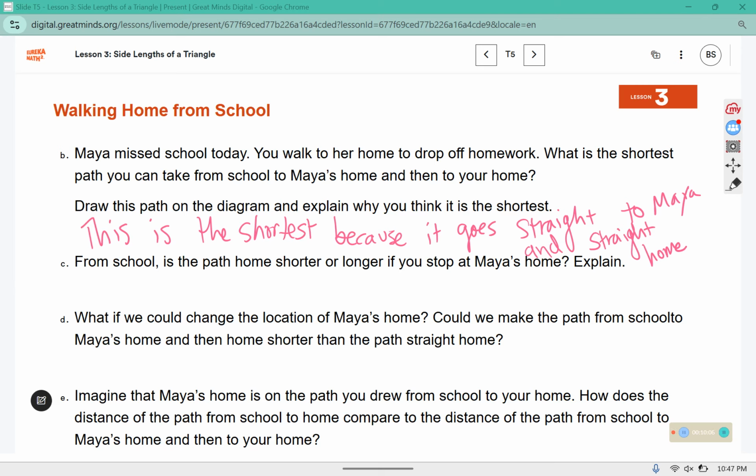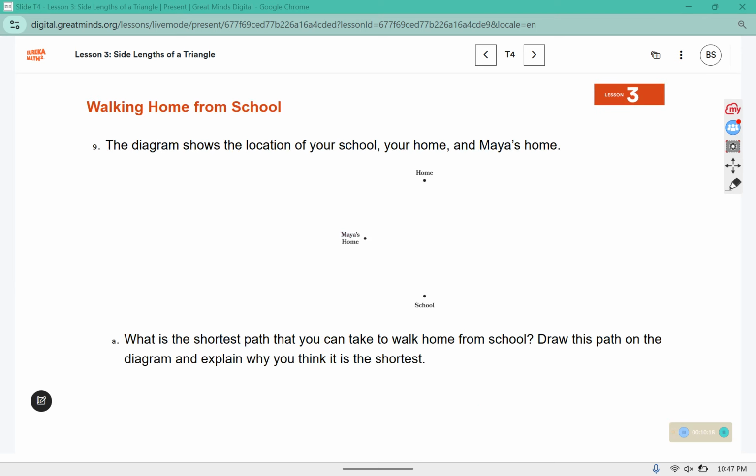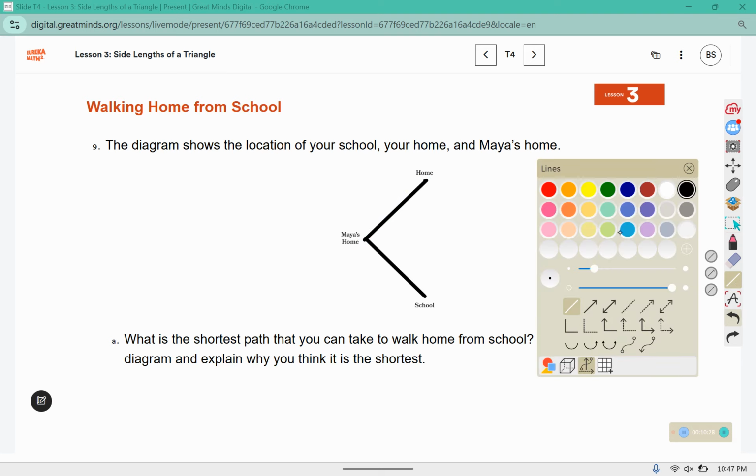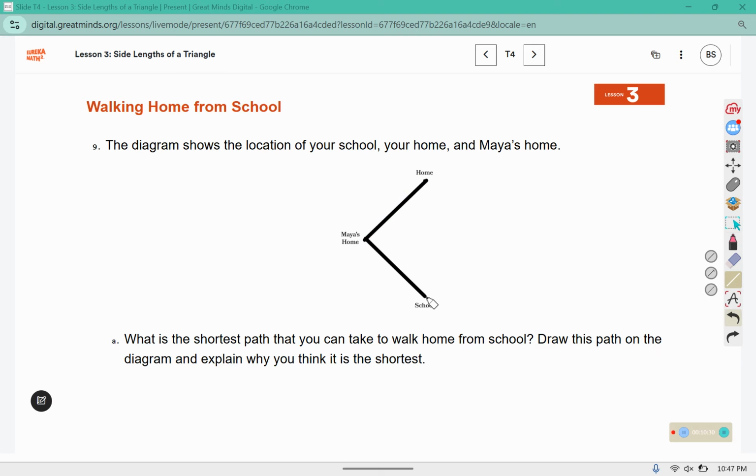From school, is the path home shorter or longer if you stop at Maya's home? Explain. So if we start at the school and we go to Maya's house, and then we go from Maya's house to home, is that shorter or longer than going from school straight home?